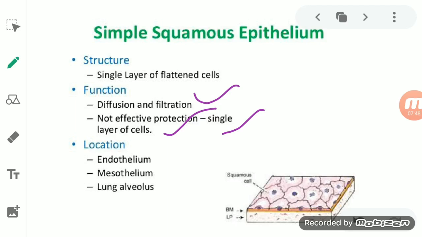Not only mechanical injury, but it also prevents the entry of germs and chemicals. Okay. We can also say that it helps in diffusion, and the second one is filtration. So how does the filtration process occur in the case of squamous epithelium? Squamous epithelium is a selectively permeable membrane, by which the filtration process can occur. So these are the properties of the squamous epithelium.